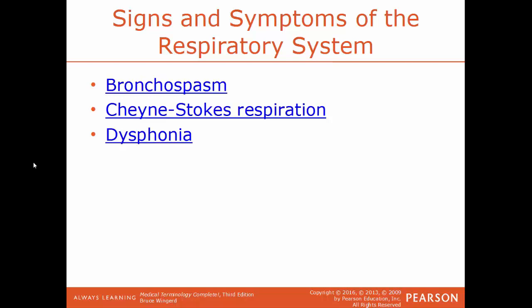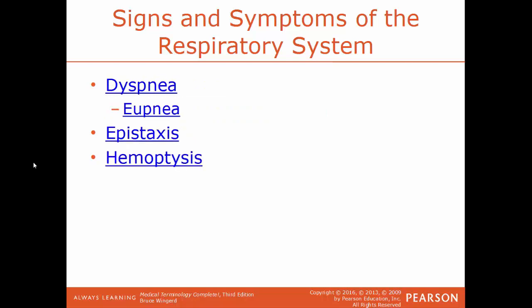Dysphonia. This is having difficulty in speaking because of a physical disorder of the tongue or the mouth or of the vocal cords. So having a disturbance of normal voice function. Dyspnea is having difficult breathing or labored breathing. Now compare that to eupnea, which would be normal breathing. Epistaxis is a technical name for bleeding from the nose. And our last term here, hemoptysis.